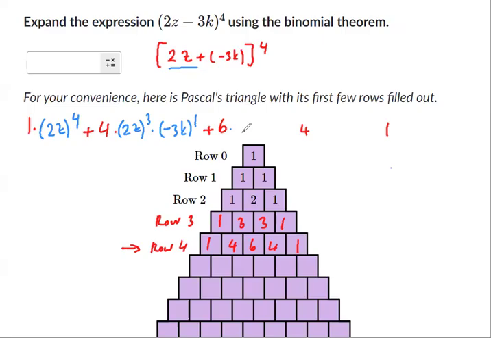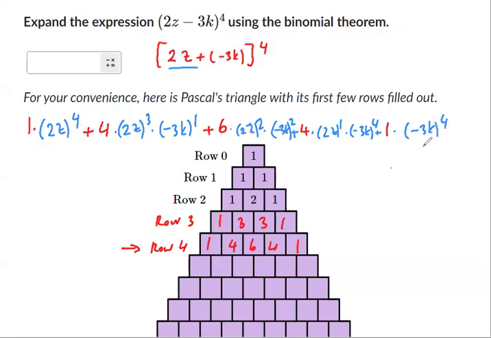So that is 2z to the second power, and then negative 3k to the second power as well. And then plus 4 times 2z to the first power, and then negative 3k to the third power. And the last one, we've got 2z to the zeroth power, which we do not need to write. So negative 3k to the fourth power.